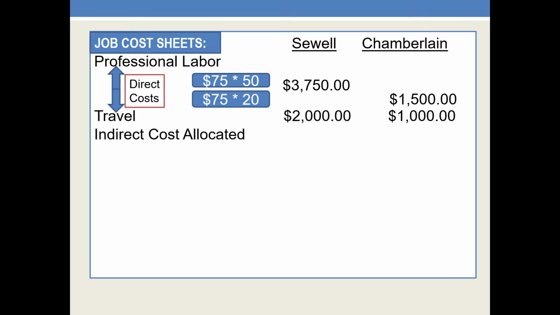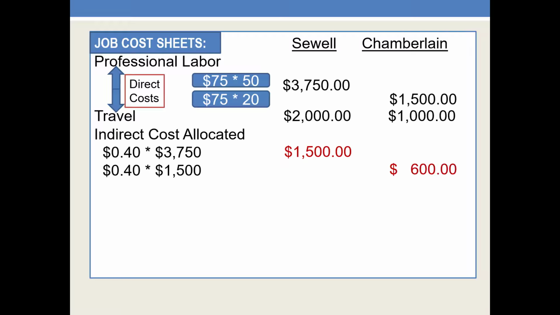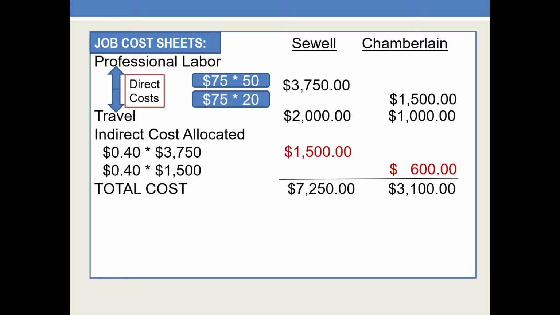Now we'll allocate our indirect costs. We'll do so at a rate of 40 cents per professional labor dollar. 40 cents times $3,750 is $1,500. And 40 cents times $1,500 professional labor cost in the Chamberlain job, or $600 of indirect cost allocated. This will give us the total cost of each of the jobs. The Sewell job is expected to cost $7,250 and the Chamberlain job $3,100.